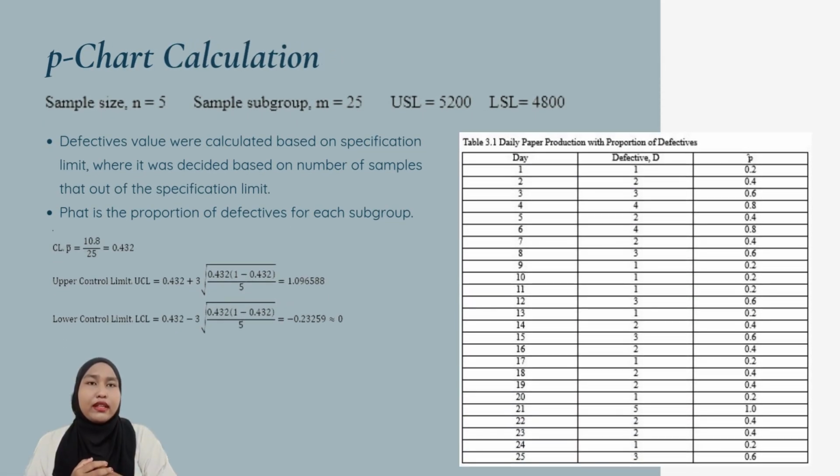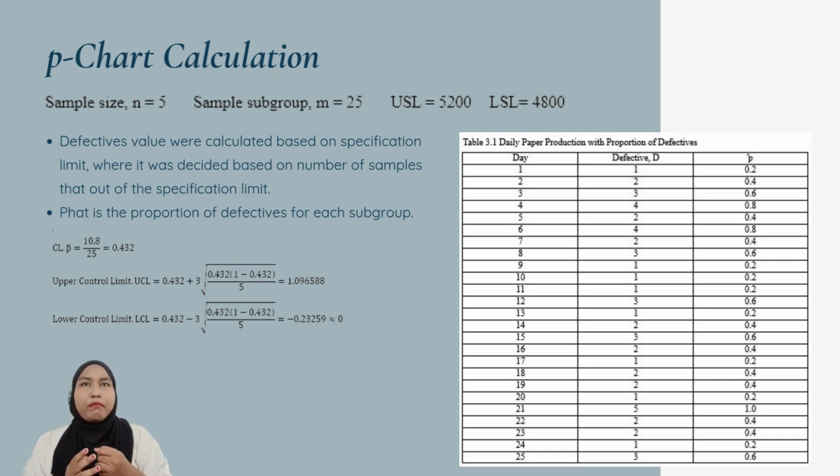Next, for result and discussion, for p-chart calculation, the sample size n equal to 5, sample subgroup m equal to 25, the specification limit USL equal to 5,200 and LSL 4,800. Based on the table, the defective column will be calculated based on the specification limit, decided by the number of samples that are out of the specification limit.